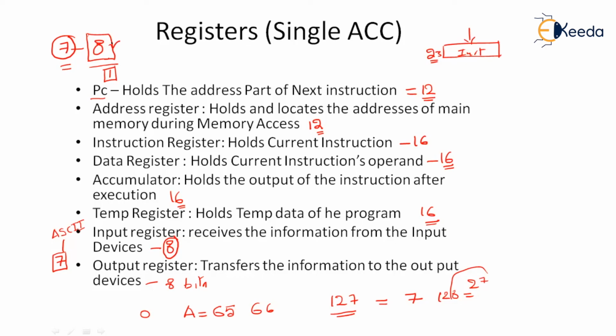These are the different registers and their respective sizes in the single accumulator organization. This is pretty important to understand, because if you want to execute an instruction, that instruction must be fetched into these registers. Finally, the execution phase will happen. So in the next session, we will completely understand how instruction fetch, decode, and execution happen.